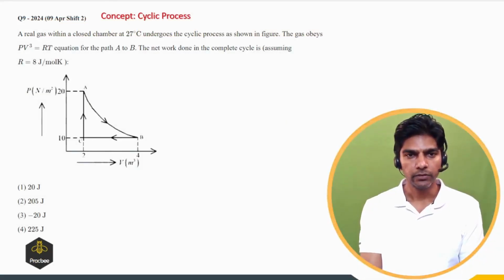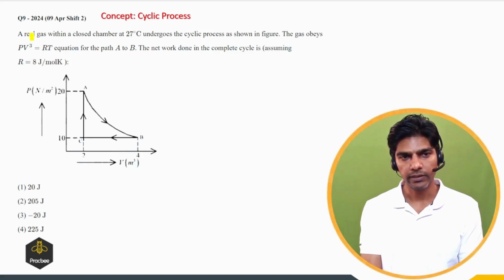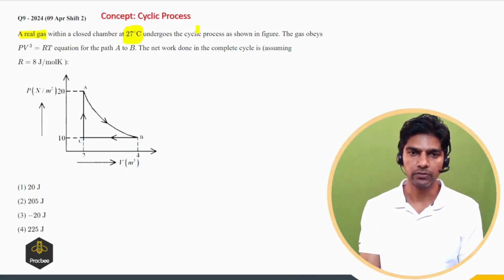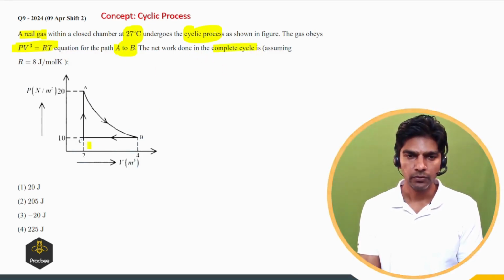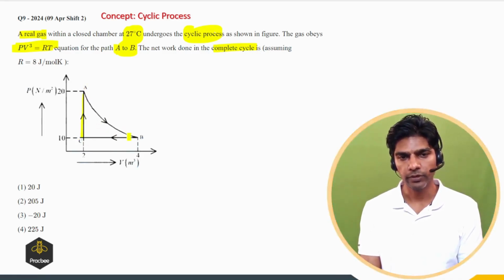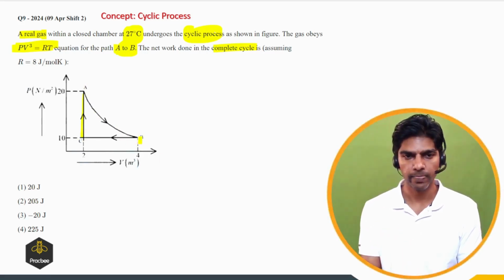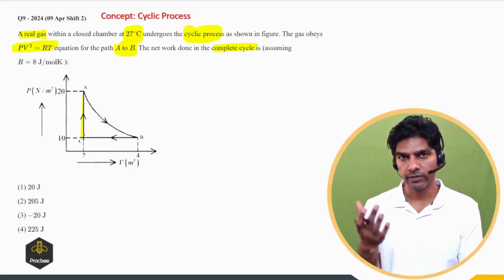Now let us see a question based on the cyclic process. A real gas within a closed chamber at 27 degrees Celsius undergoes a cyclic process. The gas obeys the PV raised to power 3 equals RT equation for the path A to B. The net work done in the complete cycle is... From C to A the work done will be 0. If we are able to find the work done from A to B and from B to C and add those two, we'll get the total work done in the cyclic process. Since AB is curved, we cannot find the work done with the graph.